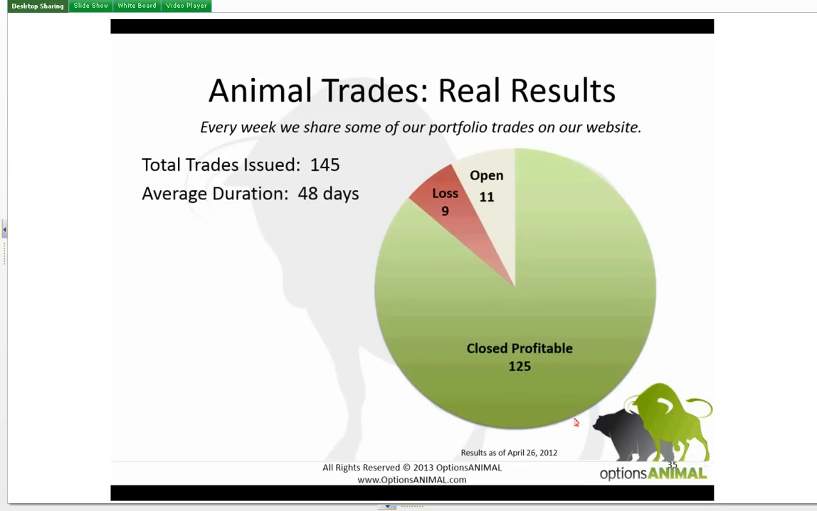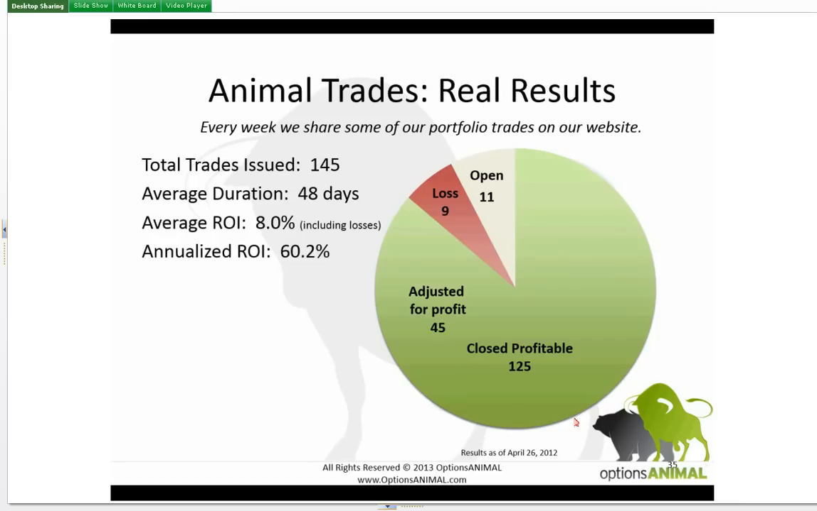Average duration of the trade is 48 days. Average ROI is 8%, and that includes the losses. So annualized ROI, if you take the time value into effect, is a 20% annualized return on the trades that we do. The advantage that we offer at Options Animal is that we teach you how to adjust. By placing the right trade first and having the right plan in place for what to do when the trade goes against you, that's really where our profits come from.